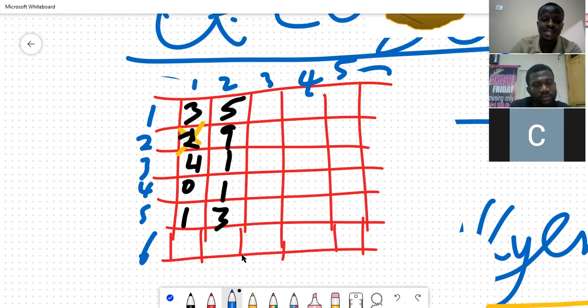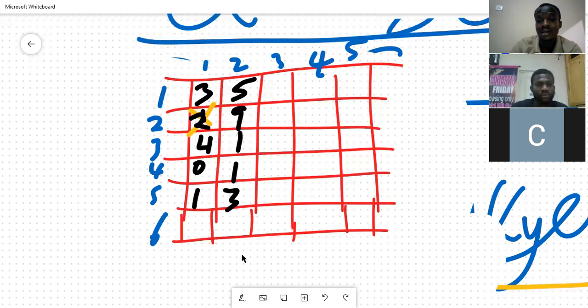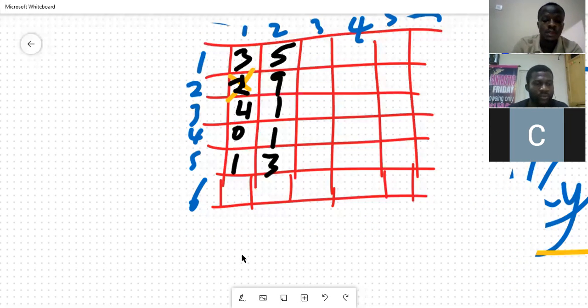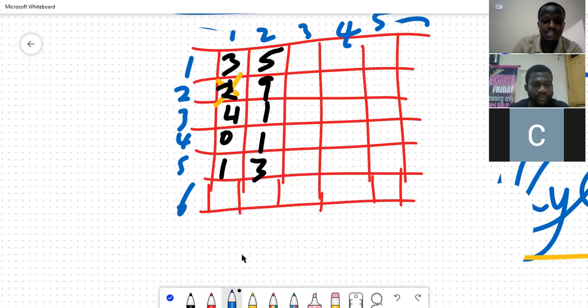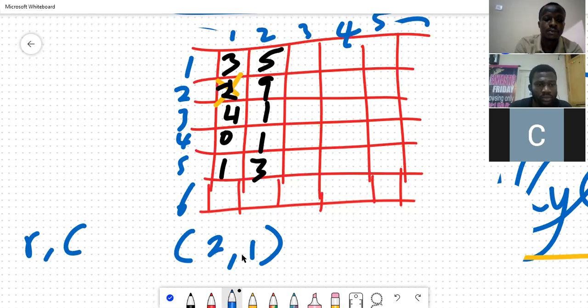Okay, so if you can answer that question, it means you understand how viewshed works. So the observer's location is 2, 1, if you go by the row-column convention used in matrices.